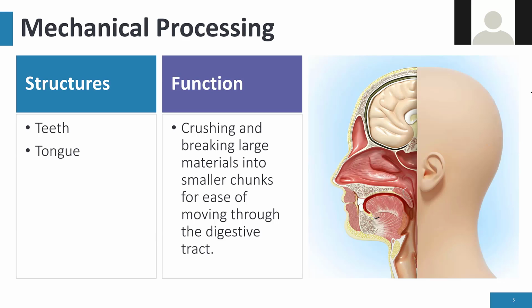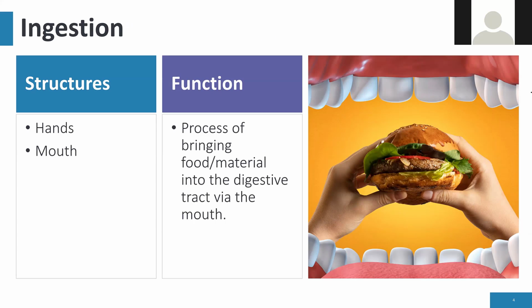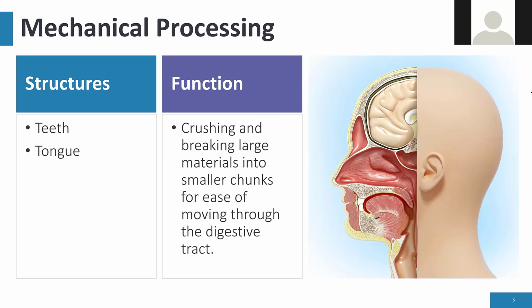Mechanical processing is the next one. That one's actually chewing it up, breaking it down, crushing and breaking large materials. So with that burger, we take that big burger and we have to break it down into little burger bites that we can actually swallow and start to send through the digestive system. So breaking big stuff down into smaller stuff so that it can move more easily. We can't swallow that whole big burger. We have to swallow the smaller little chunks as we chew it up.